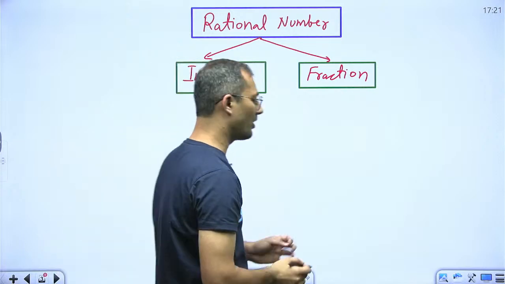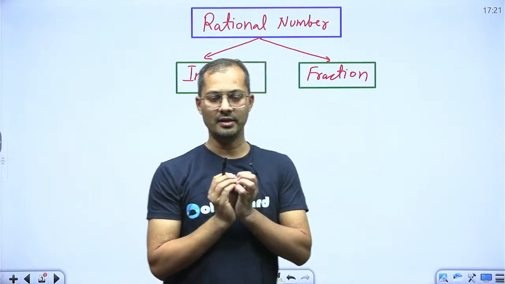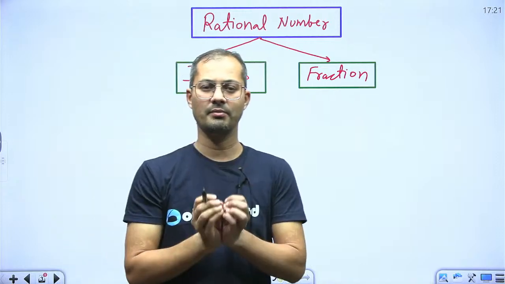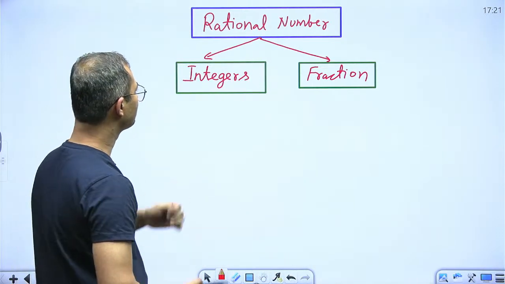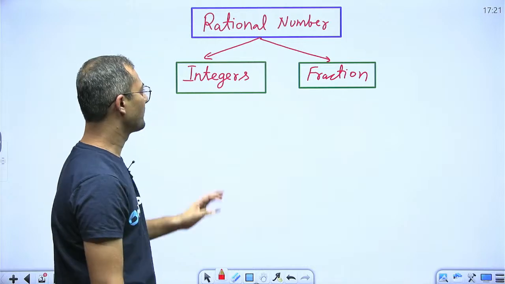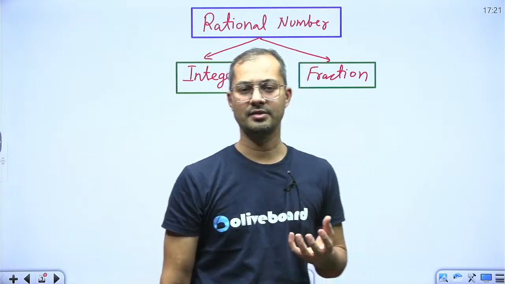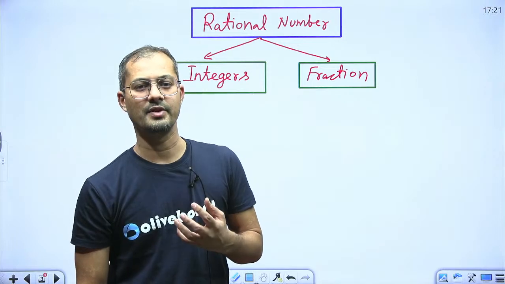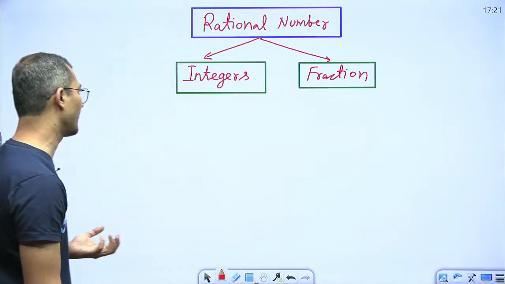Real numbers are the numbers which can be represented on the number line, whether rational or irrational.